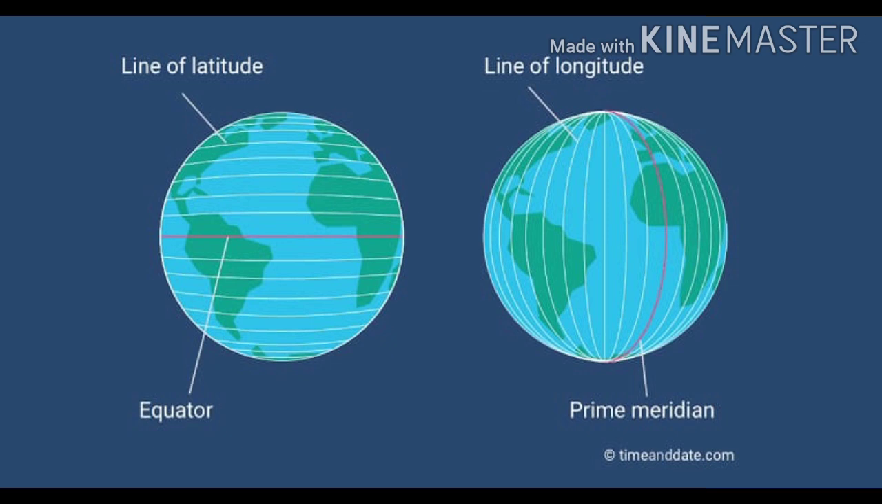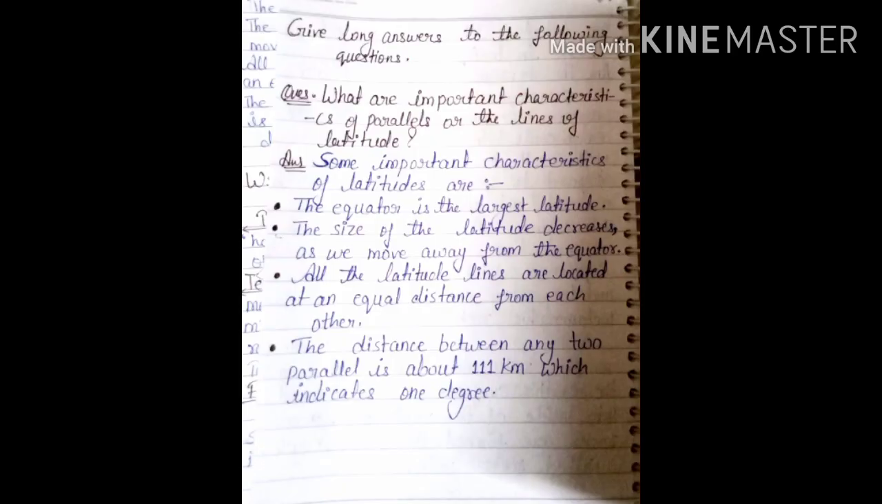Today we'll discuss the last topic of the class and we'll discuss the exercise of the chapter. So let's continue with the question answers that I have given you in our last class. Let's start with our first homework question: what are important characteristics of parallels or the lines of latitude?